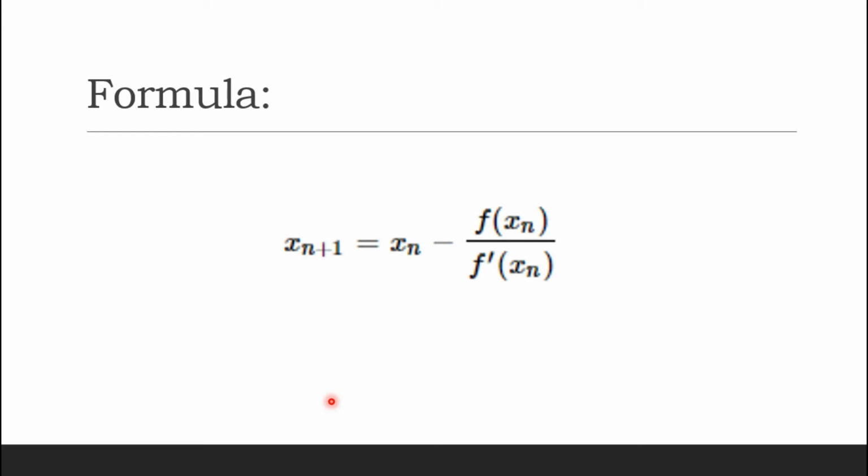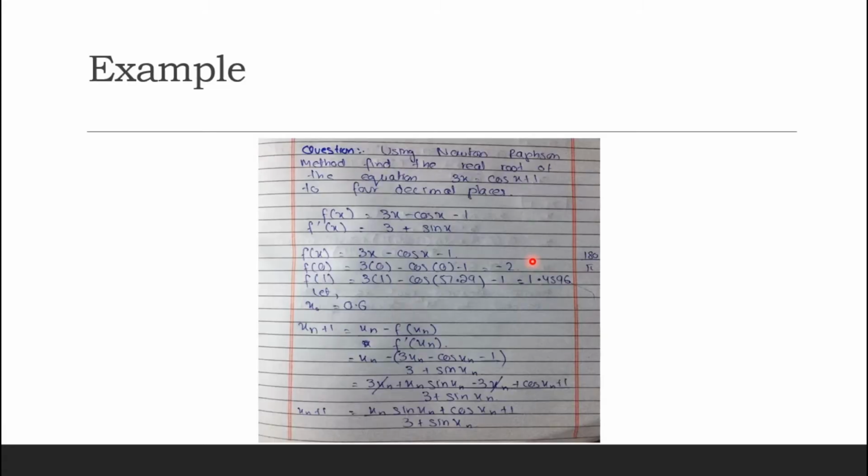Here we have the formula of the Newton method: x_(n+1) is equal to x_n minus f(x_n) divided by f'(x_n). Here we have an example of the Newton method. What is the question? Using the Newton-Raphson method, find the real root of the equation 3x is equal to cos x plus 1, to 4 decimal places.